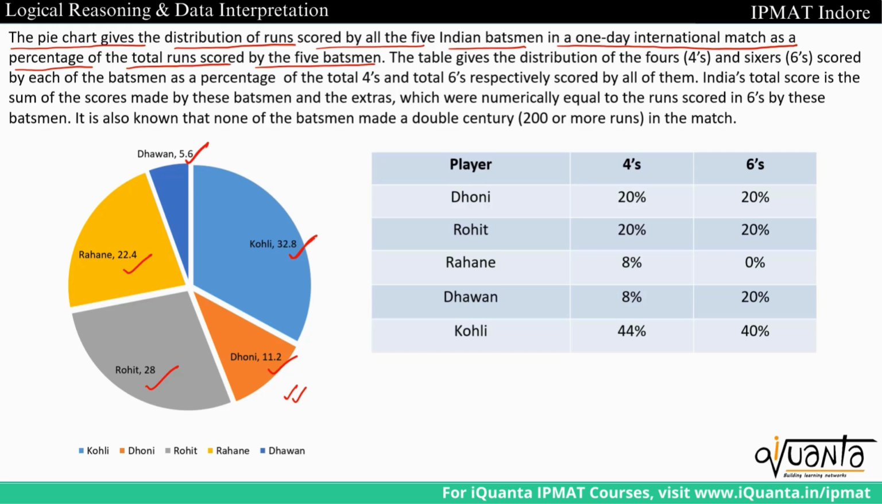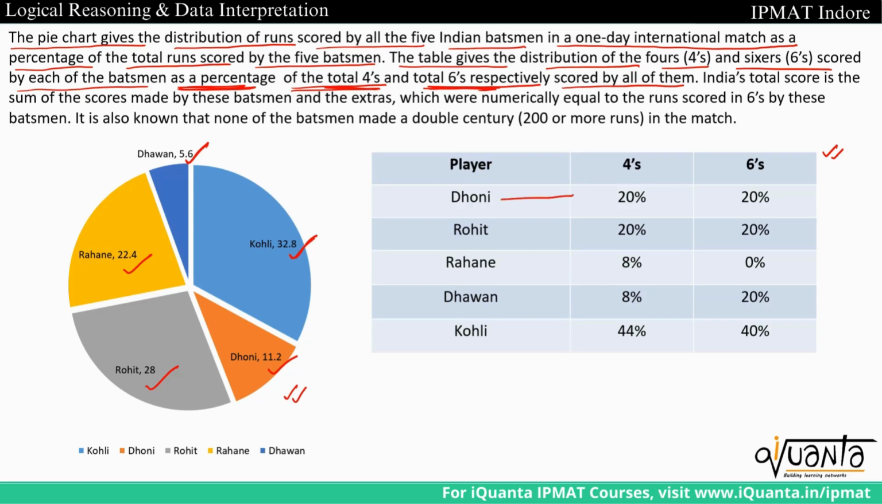The table gives the distribution of the fours and sixers scored by each of the batsmen as a percentage of the total fours and sixes respectively scored by all of them. Now we have this table over here which is providing us the percentage of fours and sixes that are being scored by each batsman as a percentage of total fours and sixes scored by all of them. So let us see how to read the table.